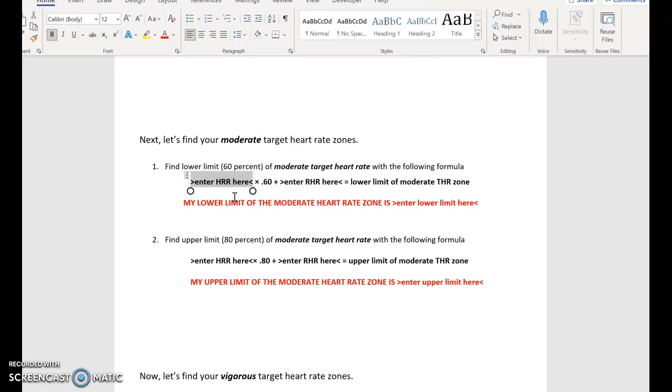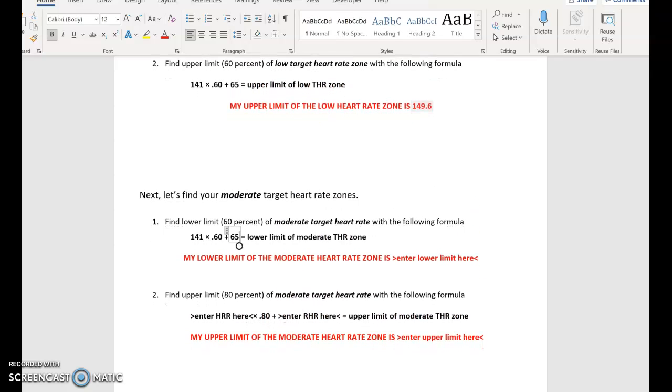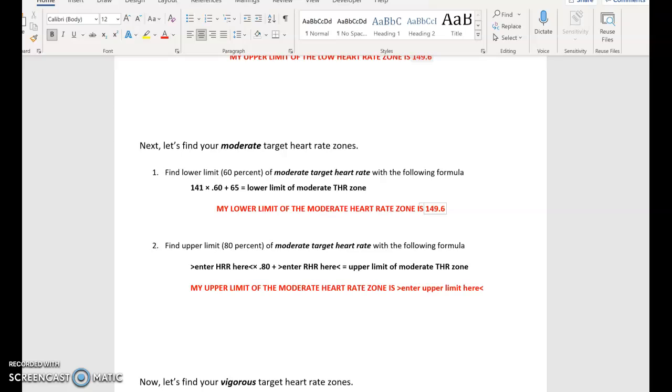Your HRR, again, was 141. Our resting heart rate was 65. And if you actually look, this is going to be the same formula, because wherever this one stops, this one is going to start. So I already know that this is going to be 149.6, or the same as above.